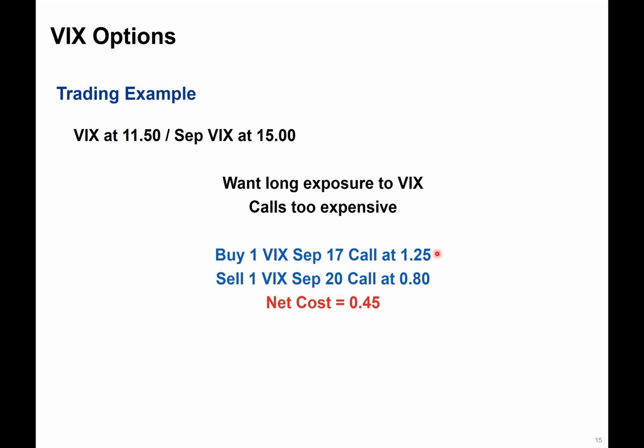We take a look at that September VIX call, that's just way too expensive. We think if things rally up, maybe the future will get up to 20 or so. Well, one of the things we could do is buy a September 17 call again for $1.25 and sell the September 20 call at 80 cents. And this ends up costing us 45 cents.